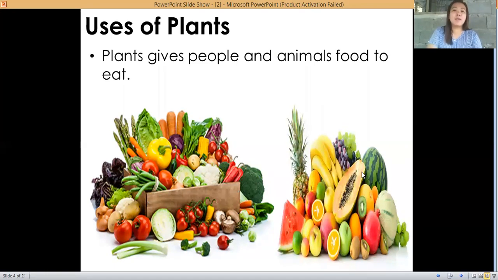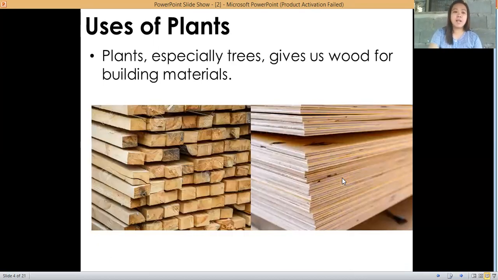Next, the uses of plants. Plants give people and animals food to eat. So we have here vegetables, some fruits, and the animals need grass. Some animals eat grass and other parts as food too. Plants, especially trees, give us wood for building materials. We can make tables, chairs, and cabinets from the wood.